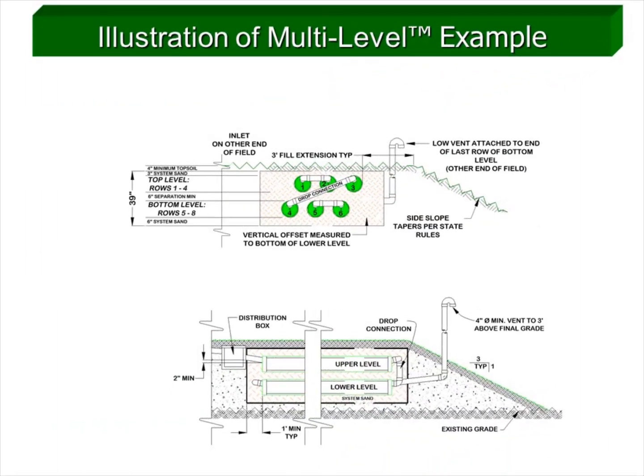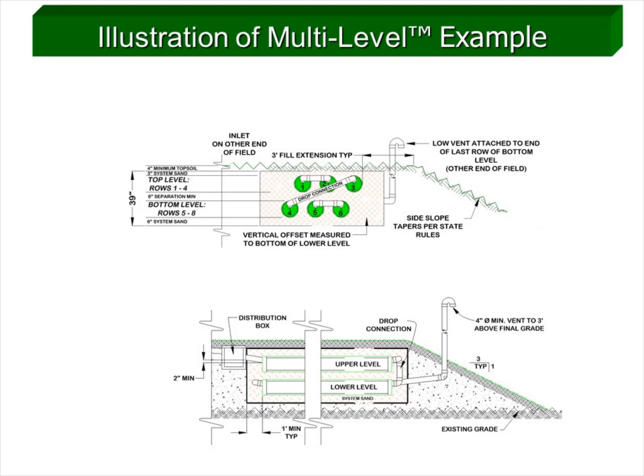Here are 2 cross-sections of the multi-level field we just designed. You can see the upper 3 rows are connected in series with the lower 3 rows by means of the drop connection. The end of the last row in the lower level is connected to the vent stack, ensuring all the rows, starting with the lower level, will receive airflow. Another point of interest is how the fill extension is measured from the edge of the upper level, not the edge of the last row in the lower level.